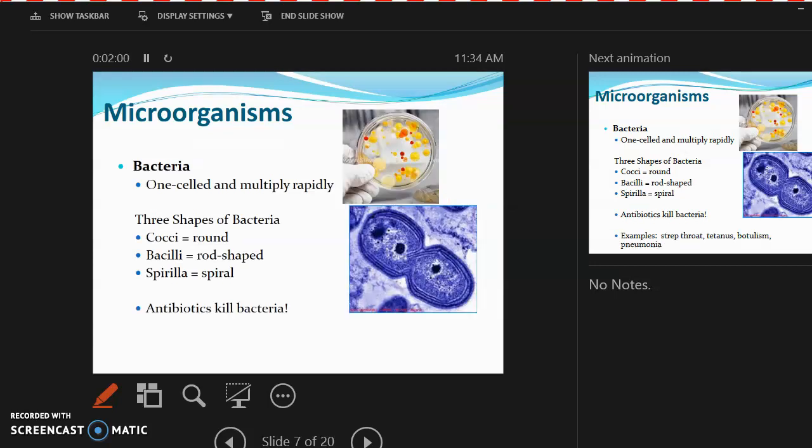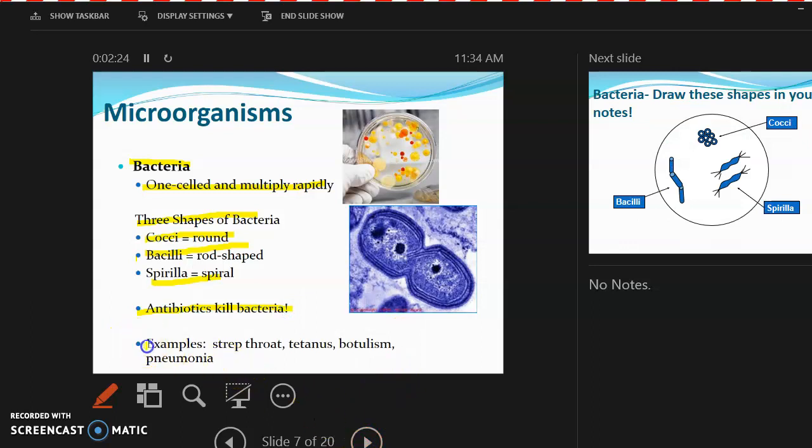is bacteria. Bacteria is one cell and will multiply rapidly. There are 3 shapes: cocci, which is round; bacilli, which is rod-shaped; and spirilla, which is spiral. And how do you treat bacteria? You're going to kill it with antibiotics.